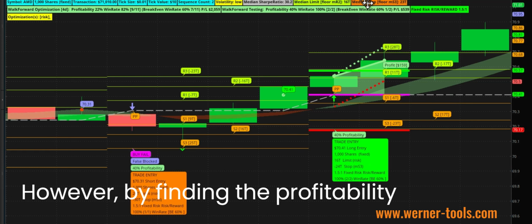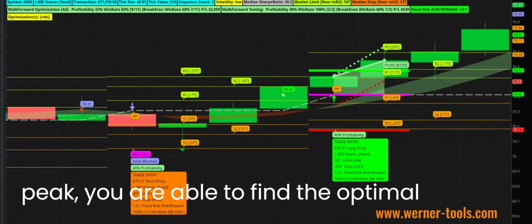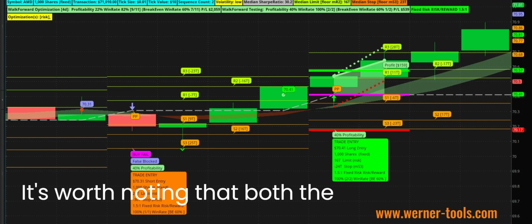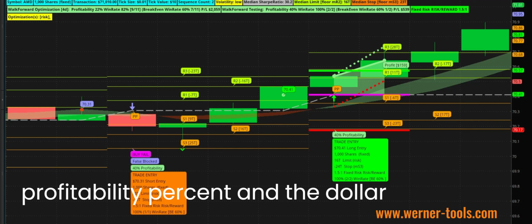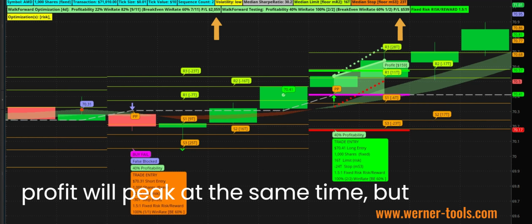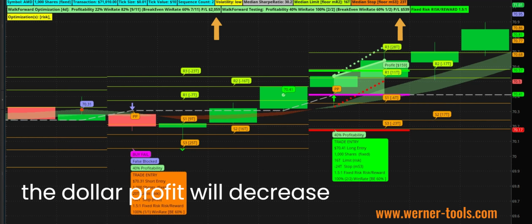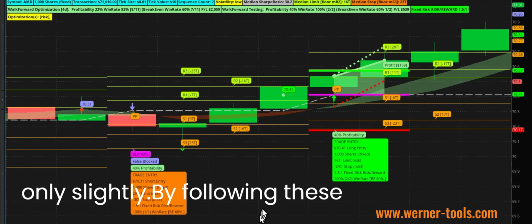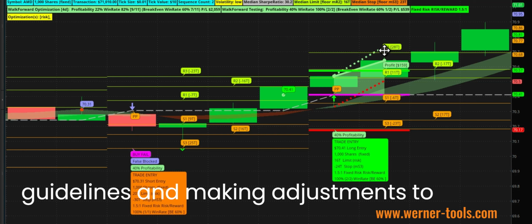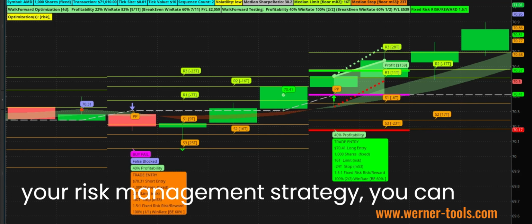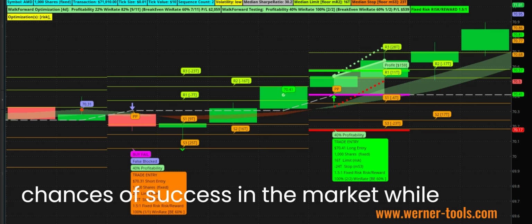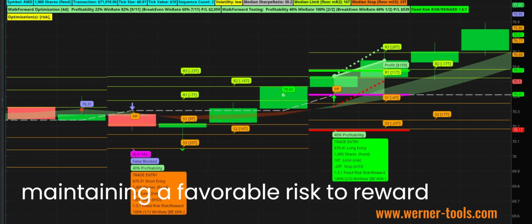However, by finding the profitability peak, you are able to find the optimal point where the risk is worth the reward. It's worth noting that both the profitability percent and the dollar profit will peak at the same time, but the dollar profit will decrease significantly while the profitability only slightly. By following these guidelines and making adjustments to your risk management strategy, you can optimize your trades and increase your chances of success in the market while maintaining a favorable risk to reward ratio.